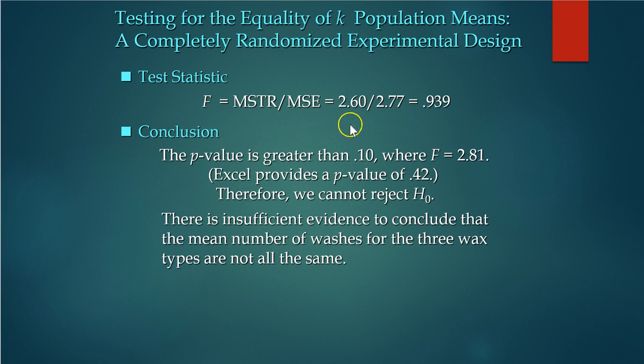When we figured out our numbers here, we only come up with an F value of 0.939. So the p-value is greater than 0.1, which is obviously greater than 0.05. We conclude that there's insufficient evidence that the mean washes, the 3 wax types, are not all the same. In essence, we cannot reject the null hypothesis, and so now we know that all 3 waxes are about the same. What now do we do in business?